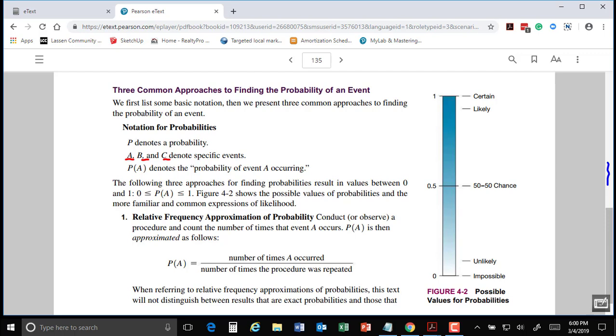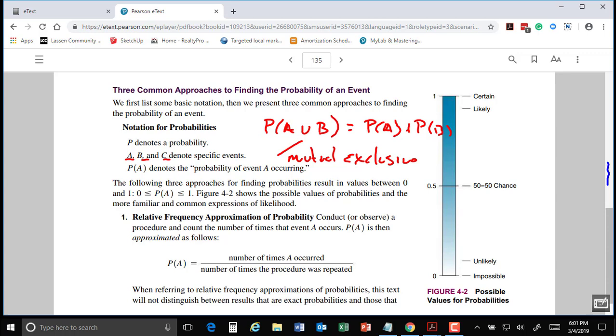But the idea of whether one event causes another, that's the concept of independence. I want to try to get across the difference, so let me write it here. If the probability of A or B is equal to the probability of A plus the probability of B, then these things are mutually exclusive. Now, if they're overlapping, then they're not mutually exclusive.